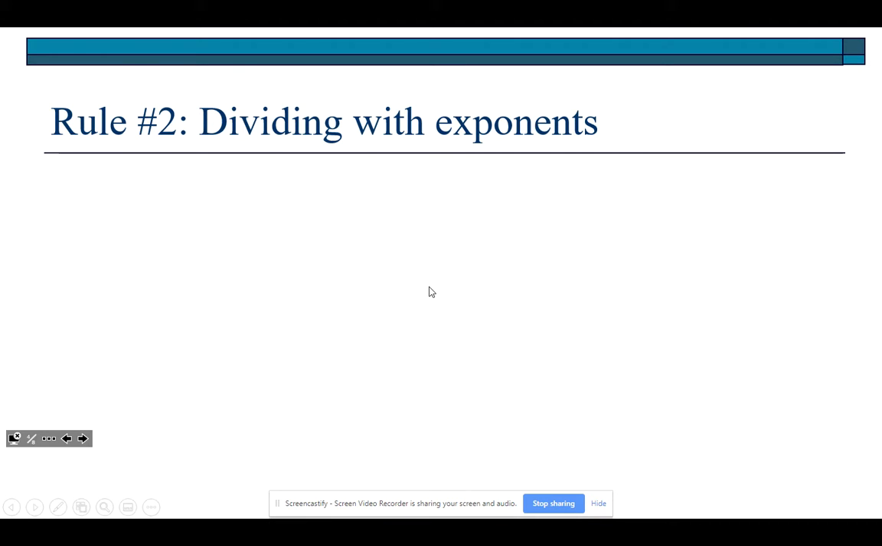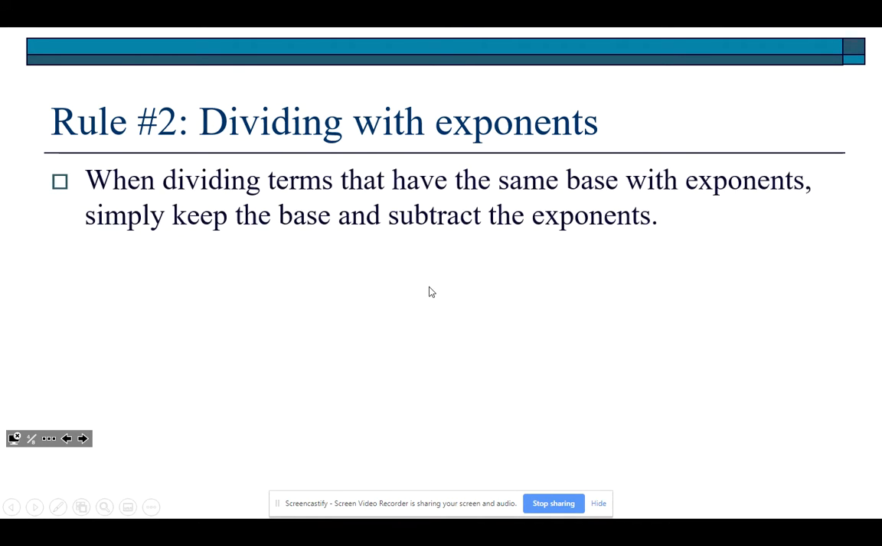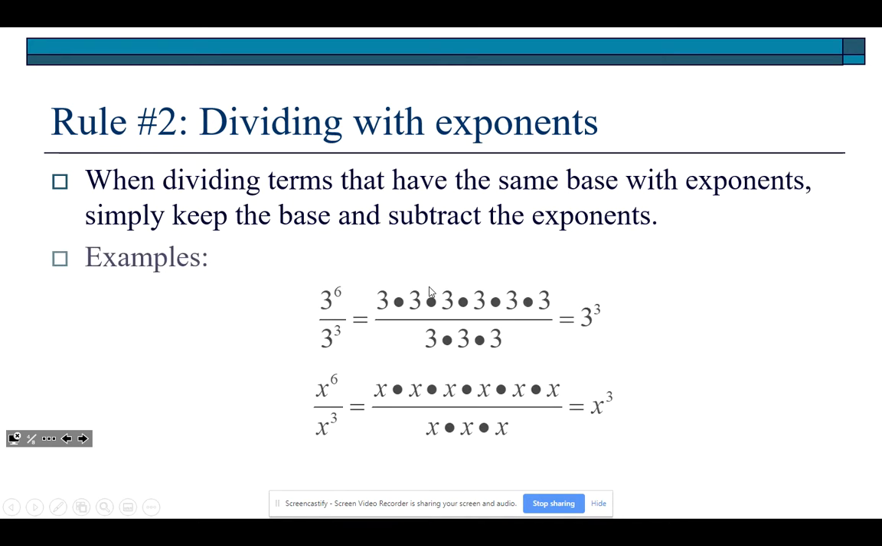Rule number 2 is when we're dividing with exponents. When we're dividing terms that have the same base with exponents, we'll keep the base and subtract the exponents. Simply the opposite of what we did with Rule 1. Here's an example. 3 to the 6th divided by 3 to the third, again written out in elongated form, shows that 3 to the third is our final answer.